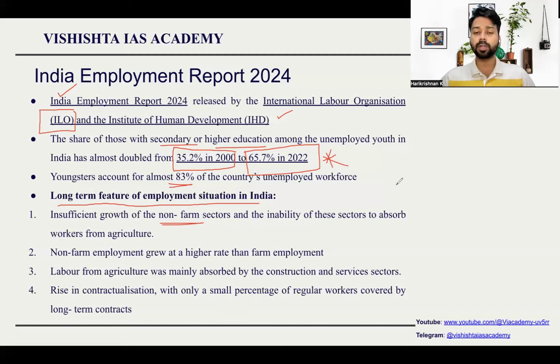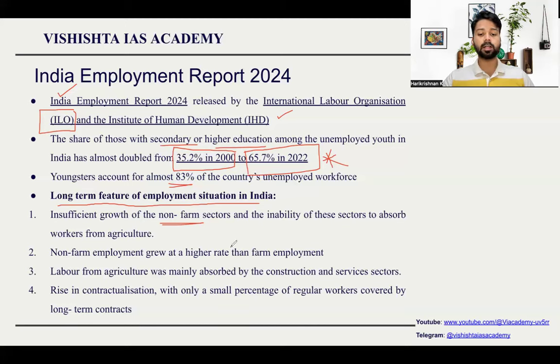In agriculture, we have 50 percentage of the labor force, but the percentage of GDP contributed by the agriculture sector is less than 20 percentage. That means the excess labor force has to move to other sectors such as the service sector or manufacturing sector. But the problem is the non-farm sector is not able to absorb this excess workforce. So this is a concern.